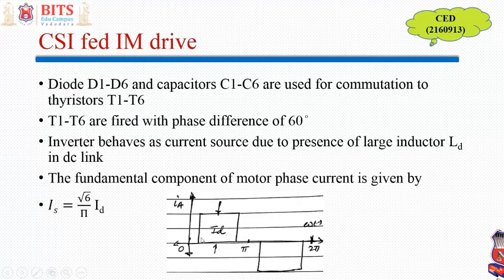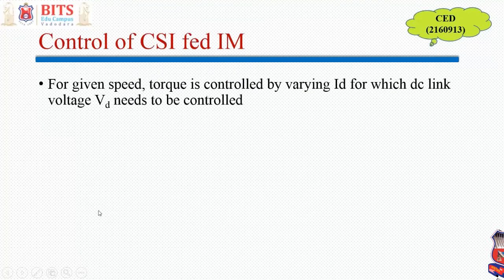The fundamental, see the waveform is going to be like this. Here we will show the current waveform, not the voltage waveform, because it is a current source inverter. So you can see over here that Is1 is actually √6 divided by pi times Id. So actually you have to control Id, by which you will be able to control the Is value, and for that what do you have to control? You have to control the DC link voltage Vdc, which was shown in the figure previously.